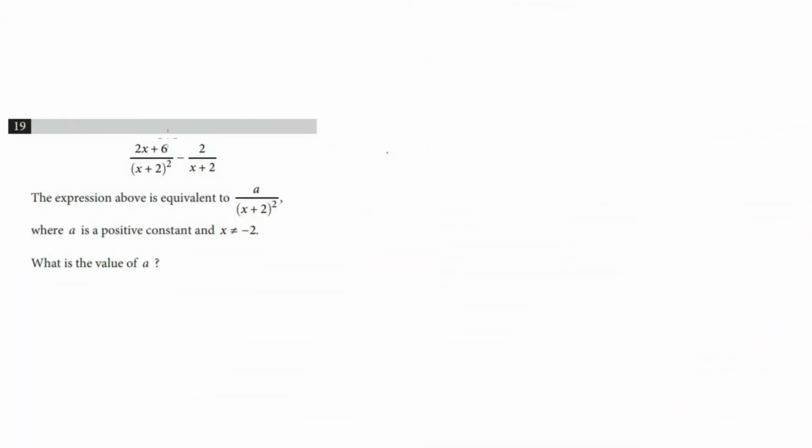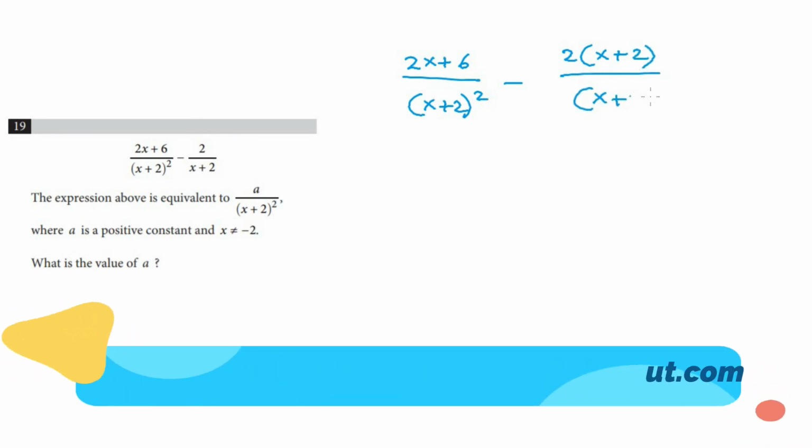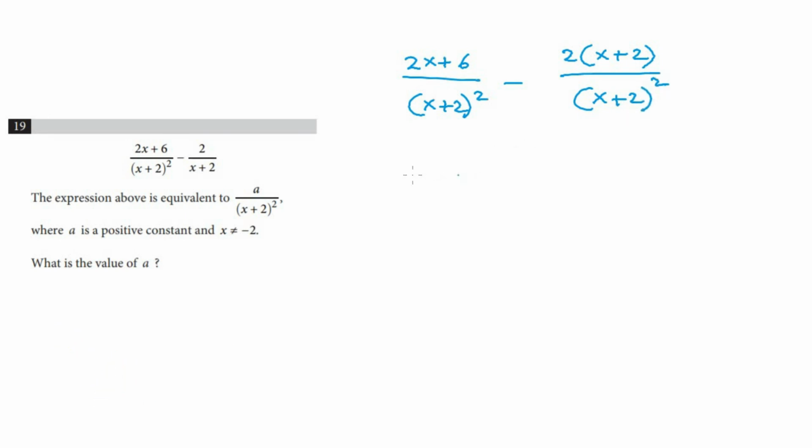For this problem, we have to simplify this given expression and get a form like this. So we start by taking the LCD. The LCM of the denominators will be (x plus 2) whole squared. So the first term will stay as it is, (2x plus 6) divided by (x plus 2) whole squared, and for the next term we multiply by x plus 2 in numerator and denominator. So it becomes 2 times (x plus 2) divided by (x plus 2) squared.